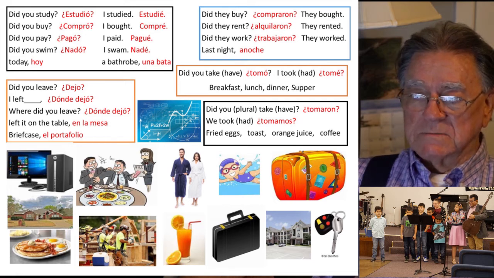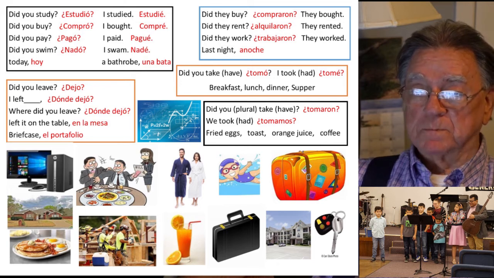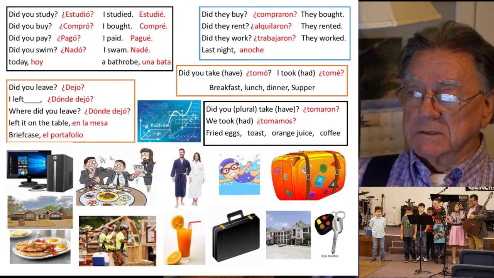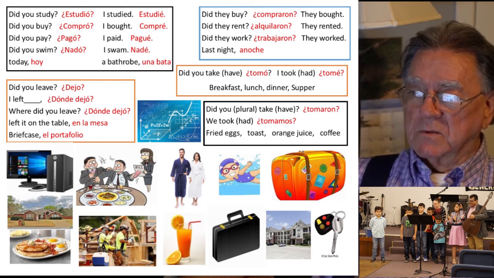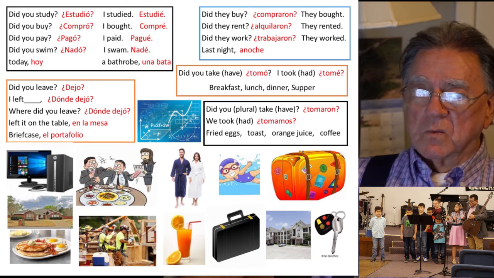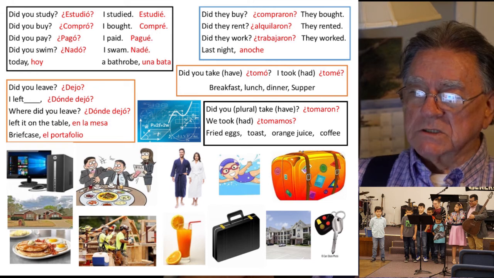Okay? Past tense. I studied. I bought. I paid. I swam. And they bought. Did they buy? They bought. Did they rent? They rented. Did they work? They worked. Okay? We put an ed at the end of the word. Worked, in the question, in the answer, they worked, has a little extra sound to it. Did they rent? They rented.